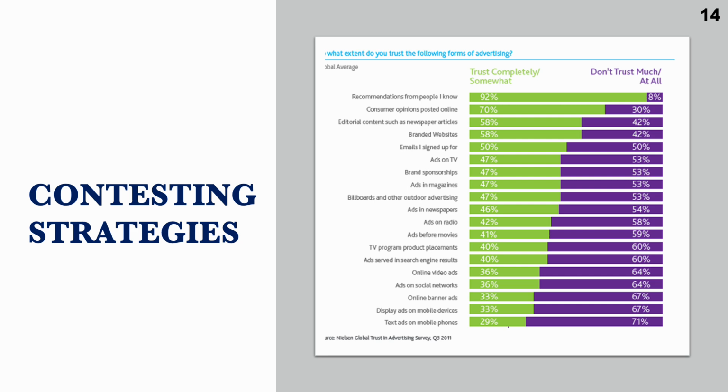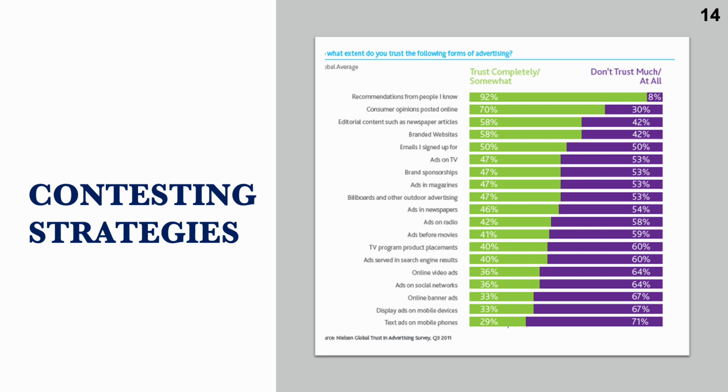A lot of people apparently don't trust text ads on mobile phones. If you look at those numbers, 29% trust somewhat or trust completely. 71% don't trust much at all. Also, I'd like to know who these people are that get a text ad on their mobile phone and go, oh, I trust this completely. That's weird to me. Online video ads, you see that a lot of people don't trust them. Ads in magazines, you see almost a 50-50 split between trust and don't trust much at all, which is really good, right?